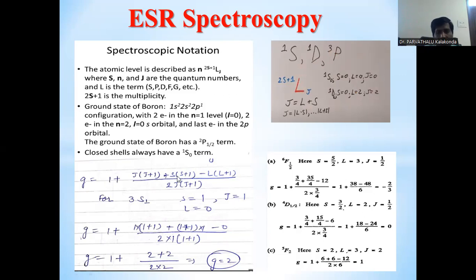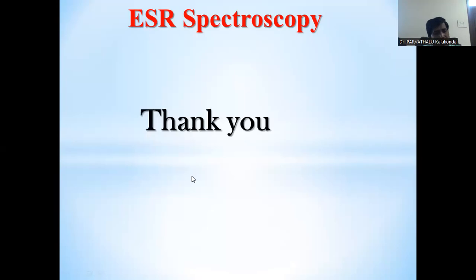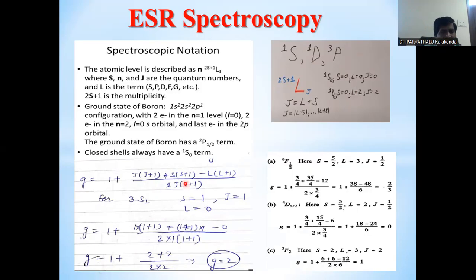Then another one is the Landé g factor. This is the formula for the Landé g factor. Yesterday I was trying to explain it, but no one answered. So g's formula, you all keep in mind: 1 plus [J into J plus 1 plus S into S plus 1 minus L into L plus 1] by 2J into J plus 1. For a given spectral term, they will ask you to calculate the Landé g factor.